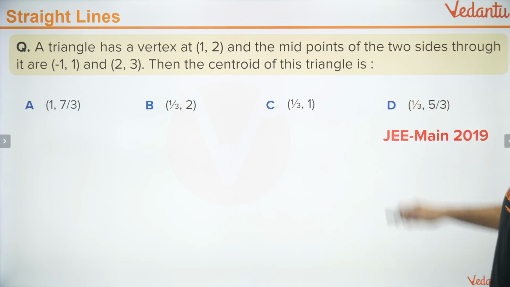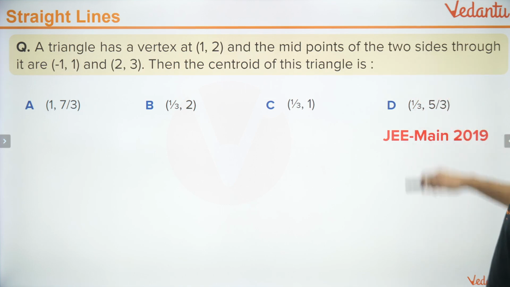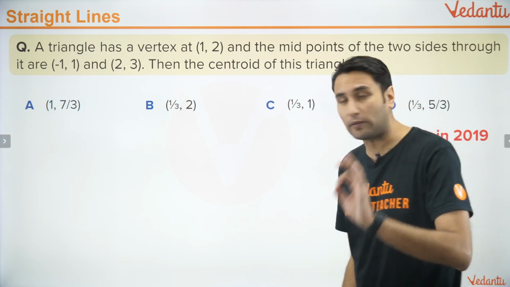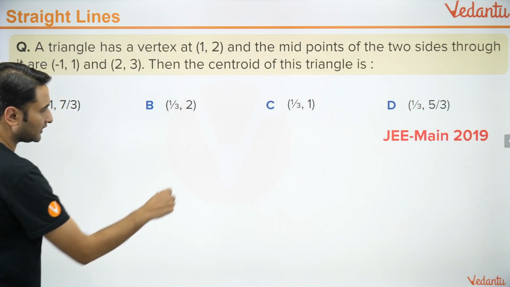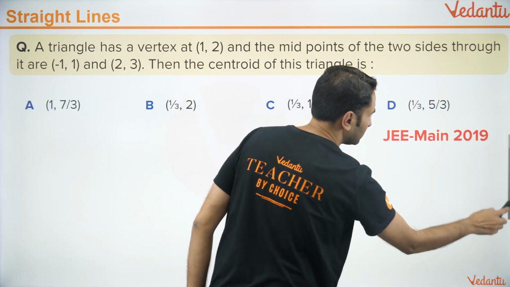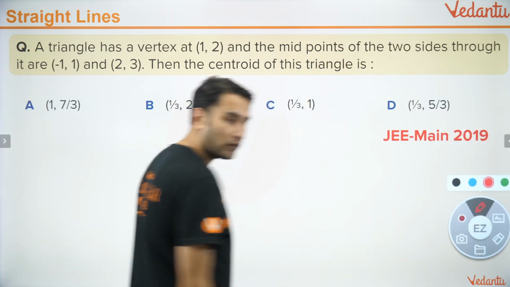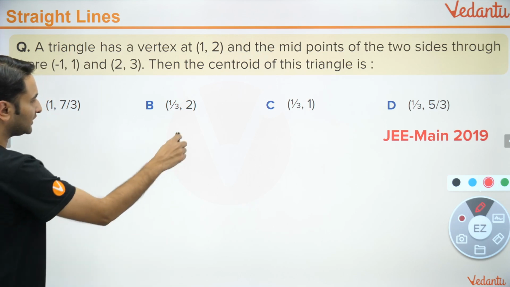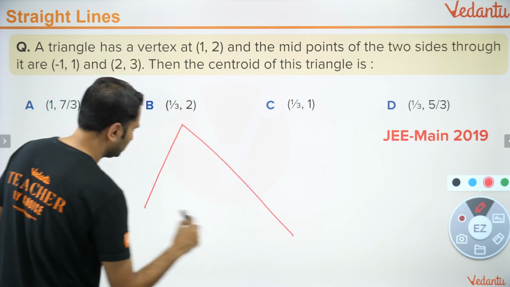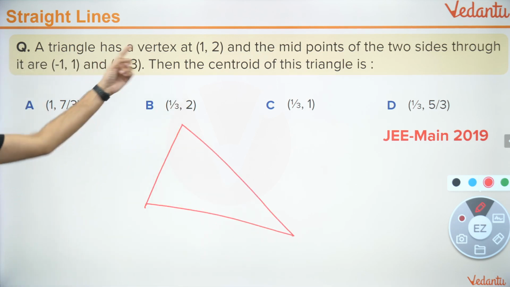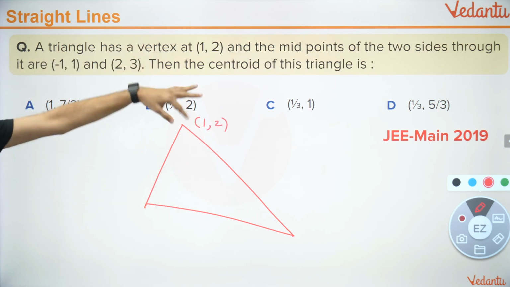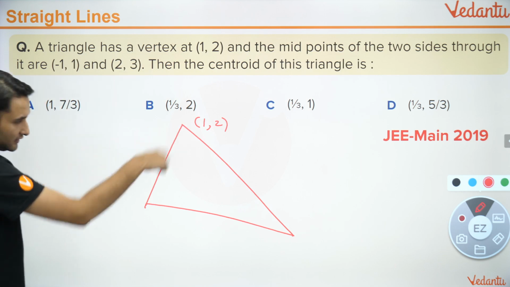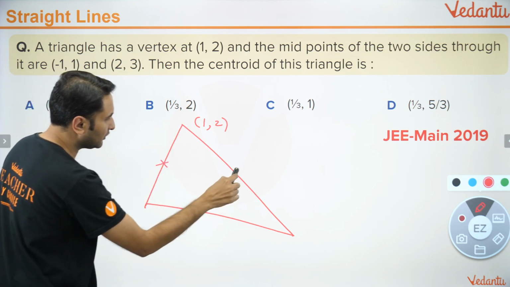A triangle has vertex 1, 2 and the midpoints of the 2 sides through it are -1, 1 and 2, 3. Such simple problems are also there. क्या बोल रहा है ये? Just make whatever it is saying, you can make a triangle. Quick, very quick. You should do it in 20 seconds, 30 seconds, not more than that. There is a triangle. A vertex is given, say 1, 2, right? And the midpoints of the 2 sides through it. इसके through जो 2 sides आ रही हैं, उसके midpoints are given.